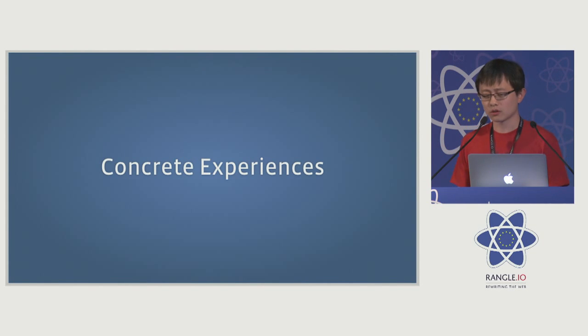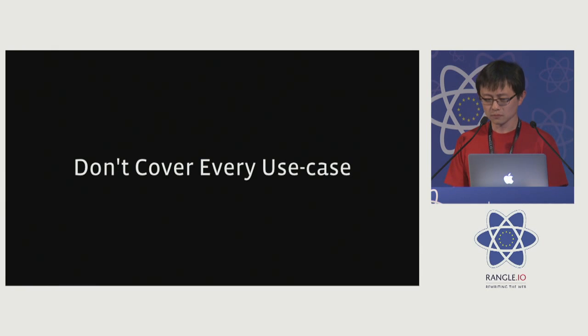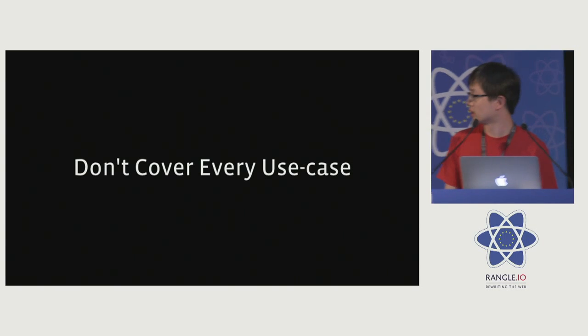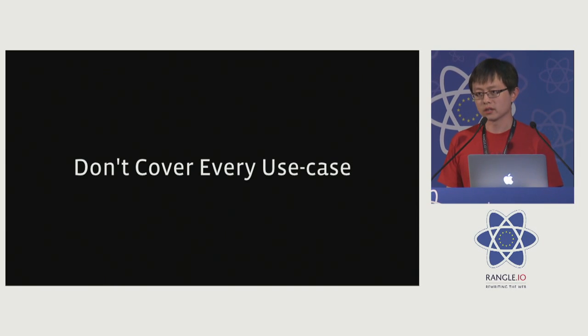So a few concrete experiences that I've had over the years. This is the last section. First of all, and this is an obvious one, don't cover every use case. What's the easiest way to gain performance? Do less work. Do less of these use cases. Shave off green nodes if you don't need any. Shave off all the leaf nodes. That's how you gain easy performance. You can gain performance in other ways, but this is one easy way to do it.